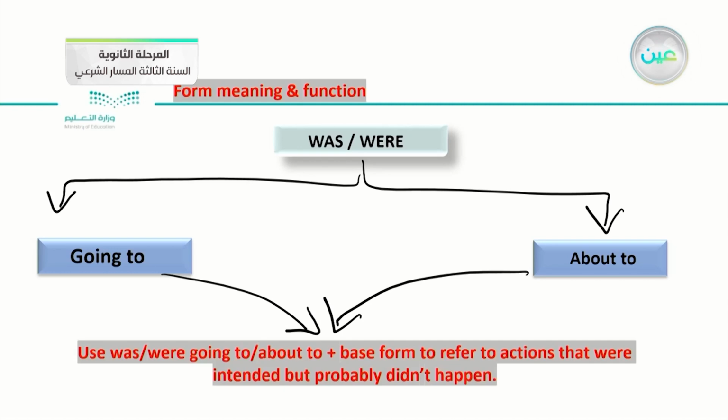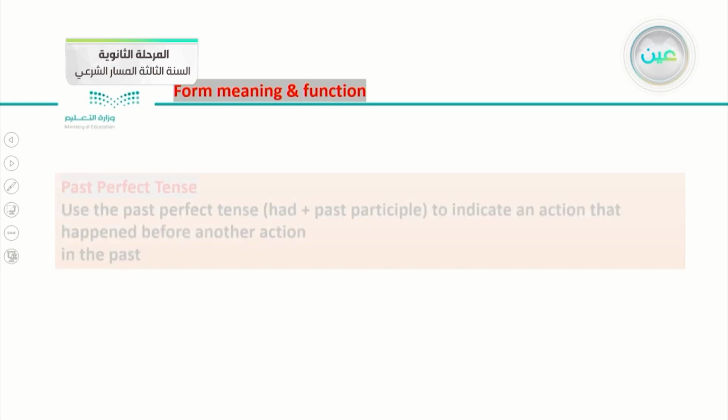The structure of it is this: use was or were going to, or about to, plus the base form. What is the purpose, miss? To refer to actions that were intended but probably didn't happen. So if you have an action and you are not sure whether it happened or not, we can apply was or were going to and about to with that sentence. Don't forget that the base form comes after that grammar. Okay.